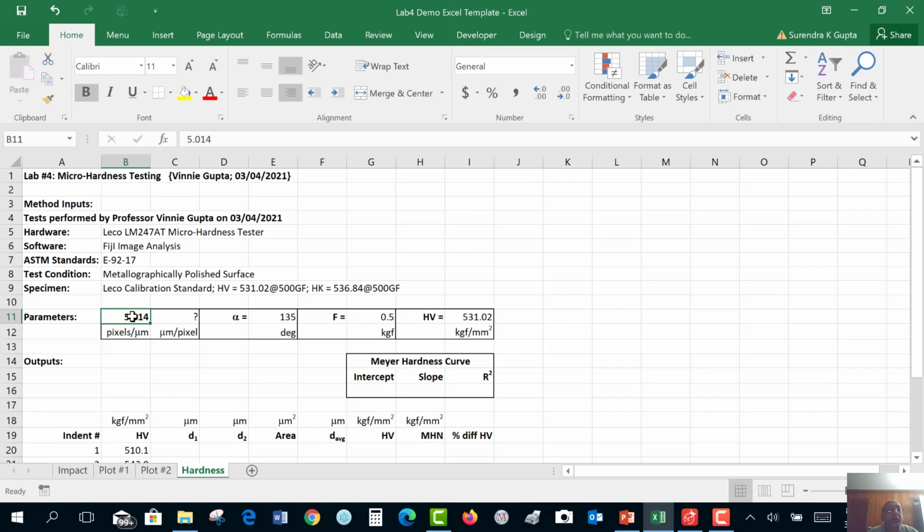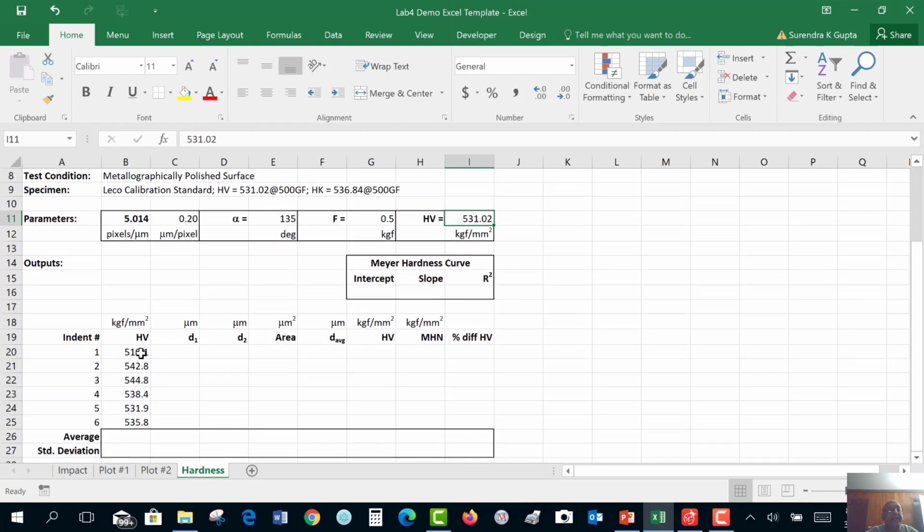At 50x, when I took the images, the resolution of the image was 5 pixels per micron. So we can calculate the resolution of our image: 1 divided by 5. So our resolution is 0.2 microns per pixel. Our angle is 135 degrees. Let's give it a name, alpha. Our force is 0.5 kgs. Let's give it a name, force. And this is our standard hardness that we expect.